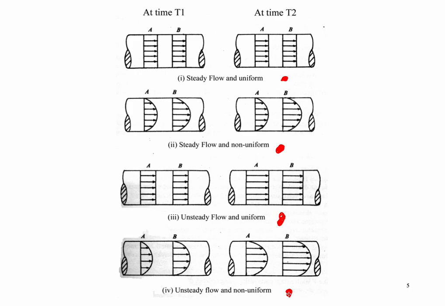So for example, we have a pipe here, and inside the pipe we have water flowing from left to right. And then at the same point, we just take two velocity distributions at time 1 and time 2, meaning that this remains the same pipe. And then let's say we have two locations in our pipe, which are location A and location B here.